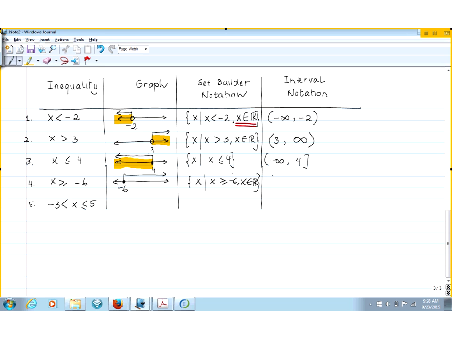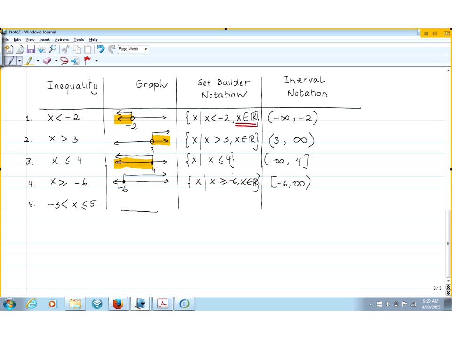Now the next one. Interval notation. What is my smallest solution? Negative 6. Do I use parentheses or bracket? Bracket. Negative 6, comma, infinity, parentheses. Yes. Okay.